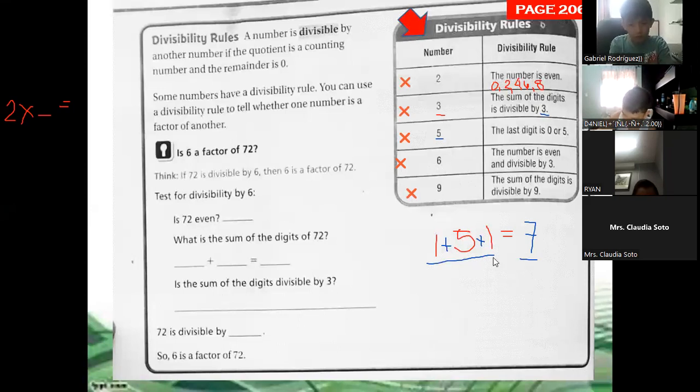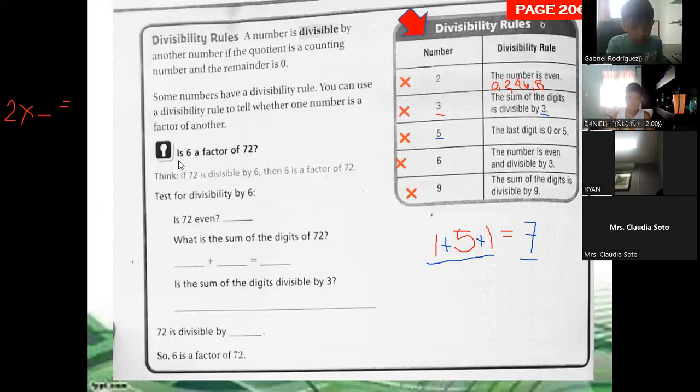It is divisible by one and by itself. Es divisible por el mismo. 151 divided by 151. Okay, these are not the only numbers in the divisibility rules. If you look on the internet, you're going to see more rules added to this table.